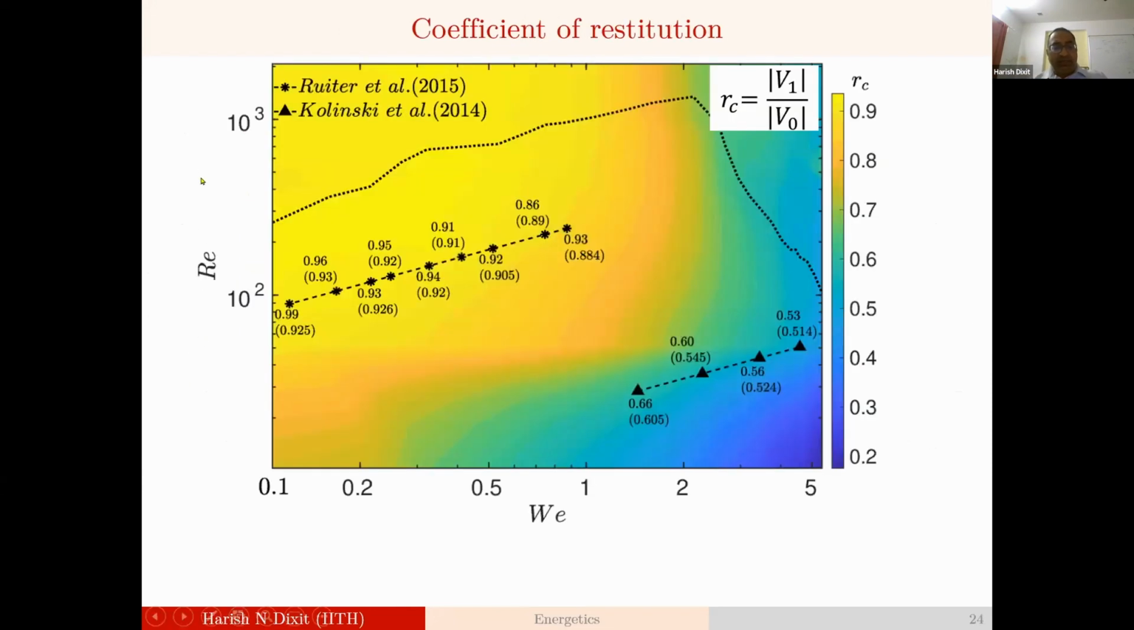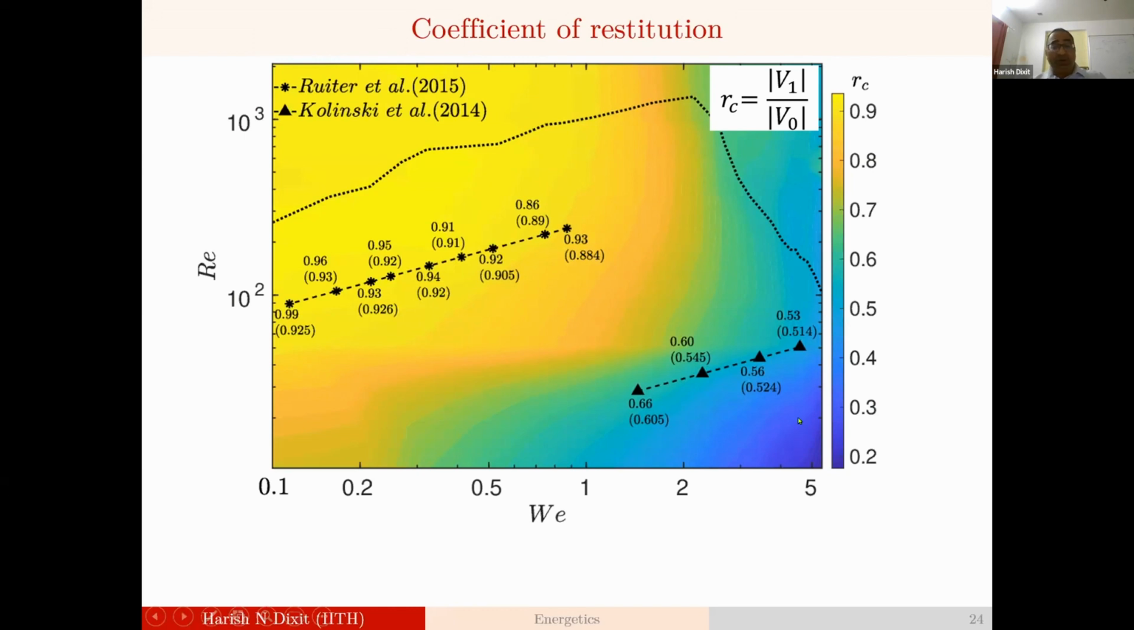So we not only look at exact shapes of the droplet, we also compare our energies and the restitution coefficients with reported values. For example, what you see in the brackets are the experimental values, and the numbers outside are our simulations. And the yellow region shows that the restitution coefficient is very high, whereas in the blue region, the restitution coefficient is very low.